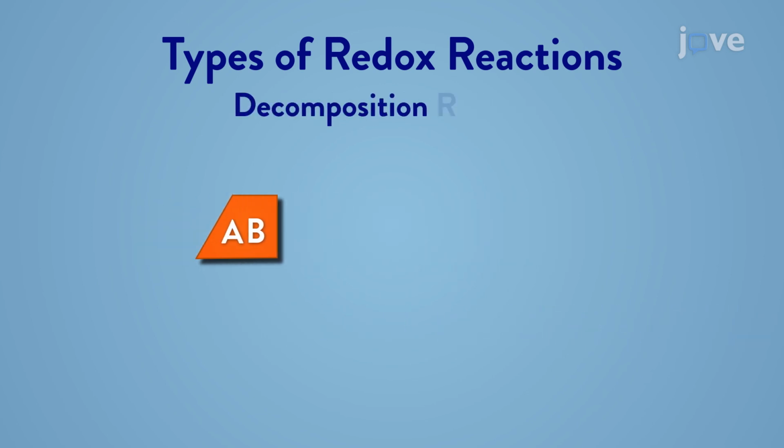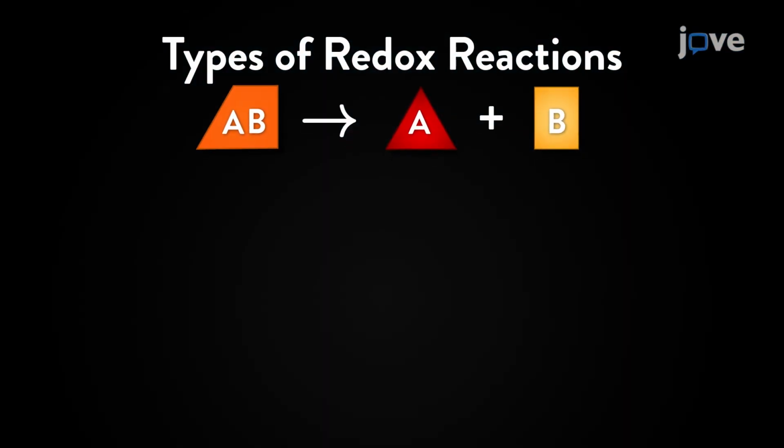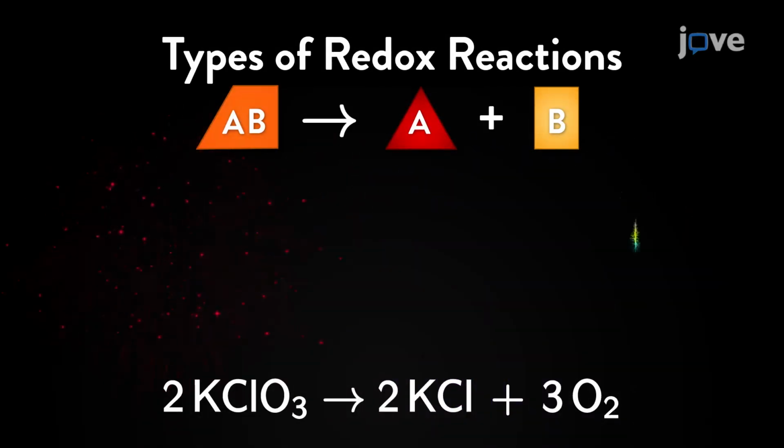Finally, the 4th type is a decomposition reaction, where a reactant absorbs enough energy to break its bonds to form smaller compounds. This is what happens with fireworks, where potassium chlorate decomposes to potassium chloride and oxygen after heating.